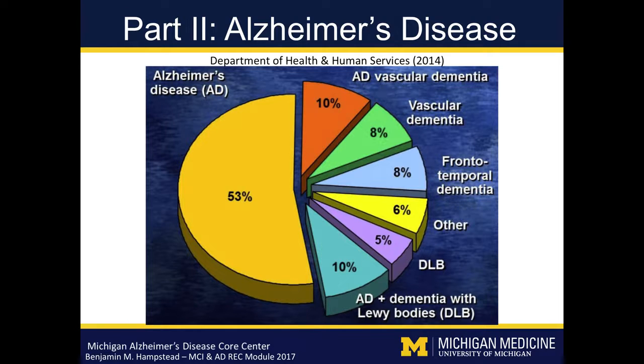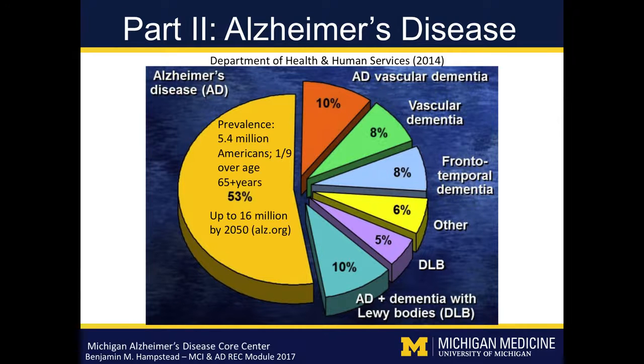Now, you'll also notice in here that there are a lot of mixed dementias, and that's an area that's certainly gaining additional traction because a lot of brains don't just have Alzheimer's disease. A lot of them have vascular disease or mixed Lewy body or other type of pathology that's affecting the clinical presentation.